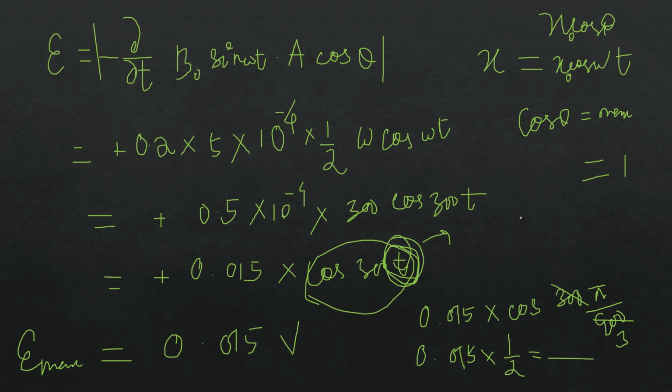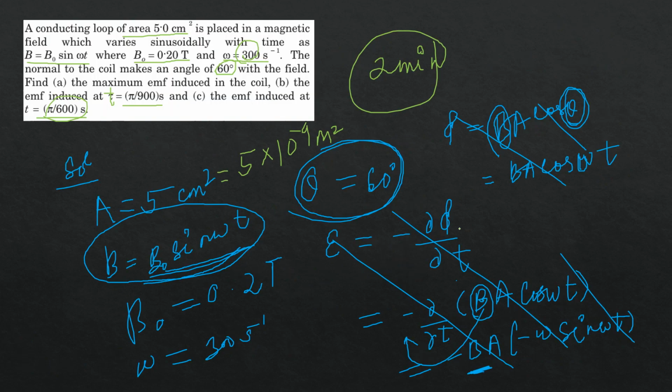You do it yourself. Alright, so this was again a very simple question. It looks very big, so don't leave it in the exam just because it's looking big. Just write down all the data and avoid this mistake. If B is a function of time, we cannot take it outside. So this question is over. This was your question number 7.